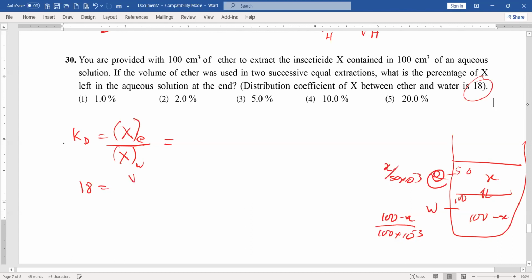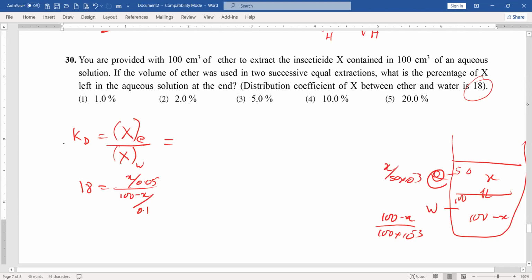Then 18 is equal to x over 0.05, over 100 minus x over 0.1. From where did I get this 100? Because they are talking about percentage, I assume that the initial amount of insecticide in the aqueous layer is 100 units. Maybe 100 moles, maybe 100 milligrams, maybe anything. The unit is 100.